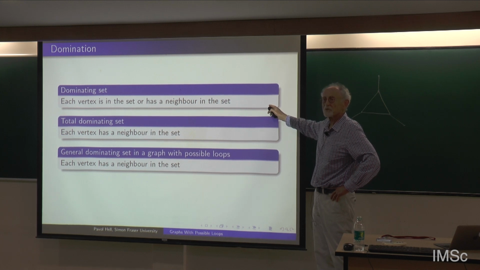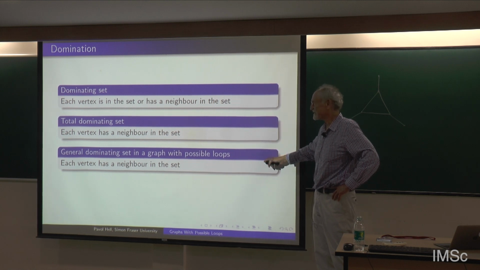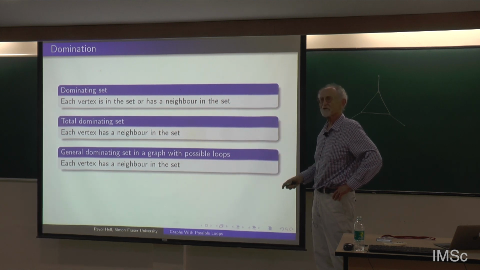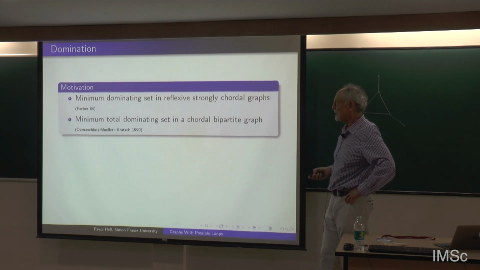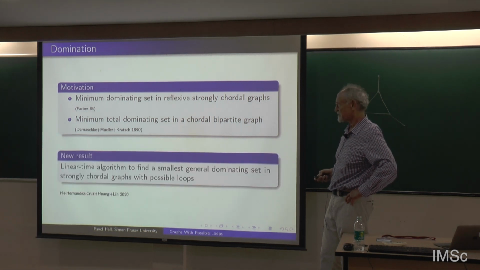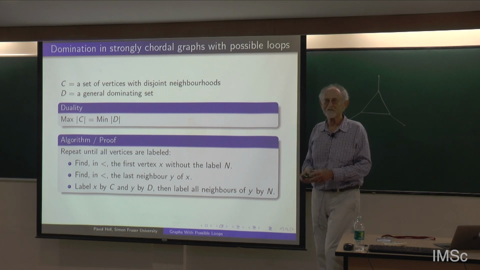This problem is NP-complete for chordal graphs, but polynomial for strongly chordal graphs. And this problem is polynomial for chordal bipartite graphs. So you would suspect that this problem should be polynomial for this new class of strongly chordal graphs with possible loops. And this is what we actually accomplished. So we have a linear time algorithm to find the smallest general dominating set in strongly chordal graphs with possible loops. It's a very simple one-pass algorithm. I'm not going to talk about it, but I'll leave it here.